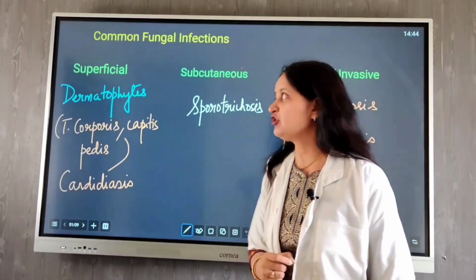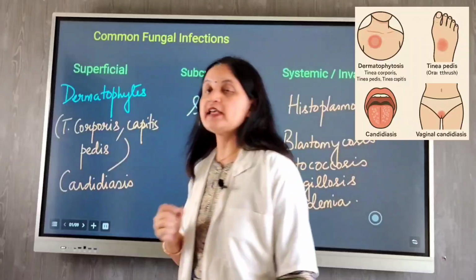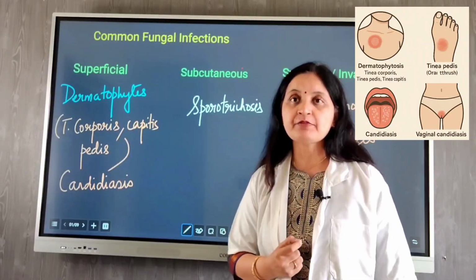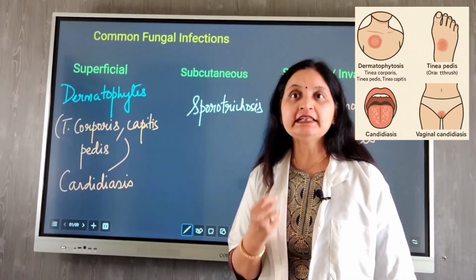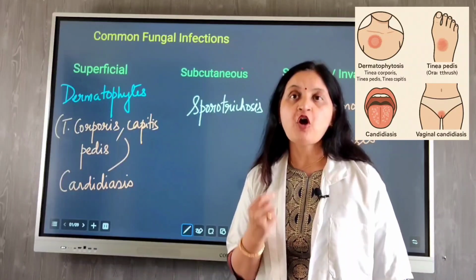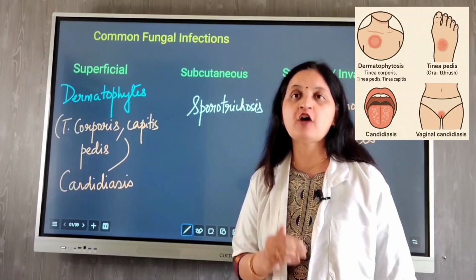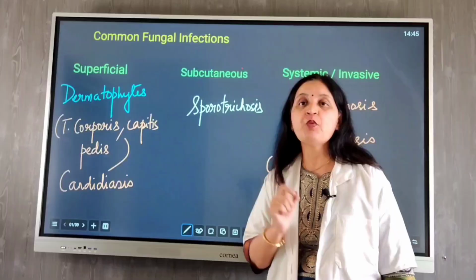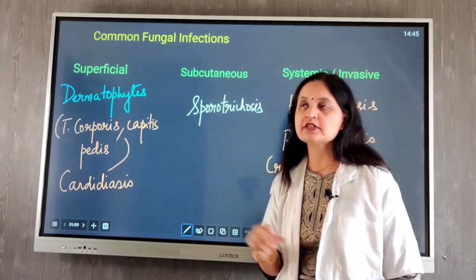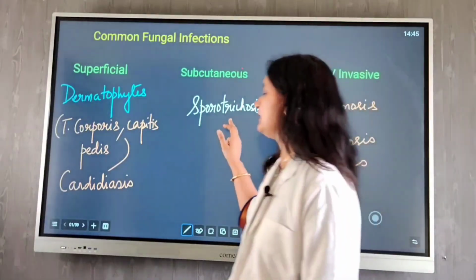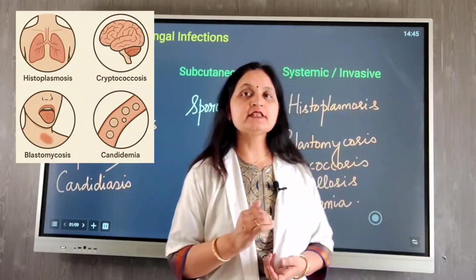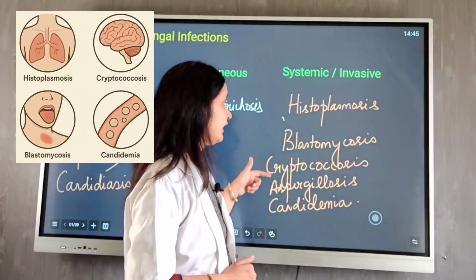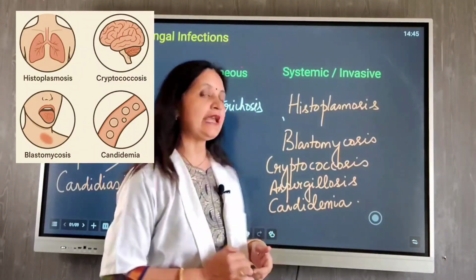Examples of superficial infections are dermatophytosis, such as tinea infections: tinea corporis, capitis, pedis. Candidiasis, for example oral thrush or vaginal candidiasis, are also examples of superficial infection. An example of subcutaneous infection is sporotrichosis. Some examples of systemic or invasive infections are histoplasmosis, blastomycosis, cryptococcosis, aspergillosis, candidemia.